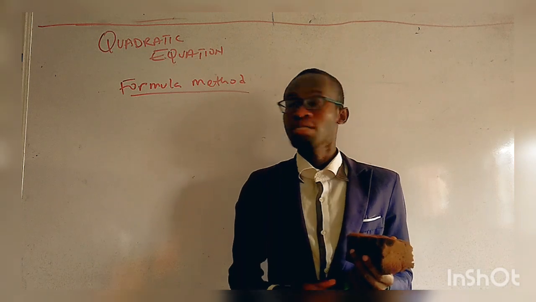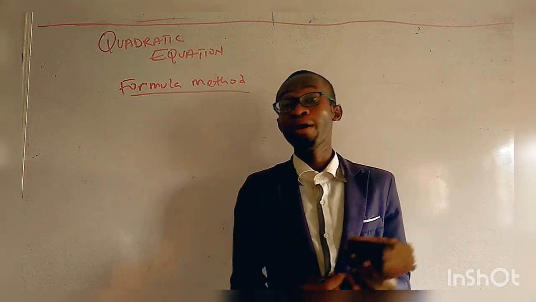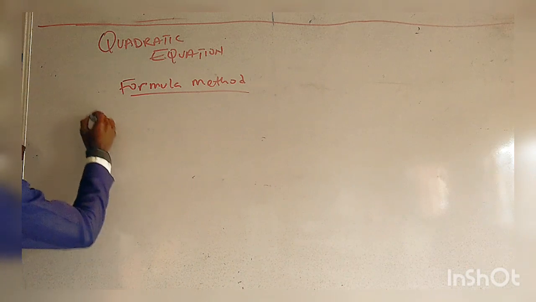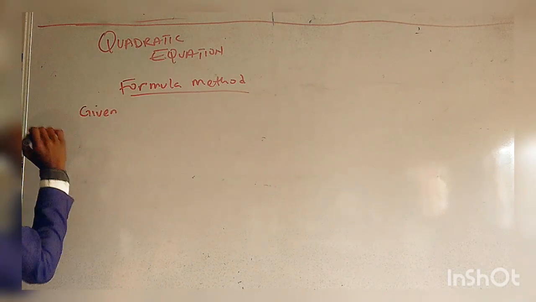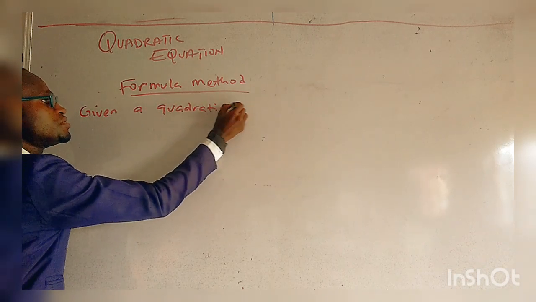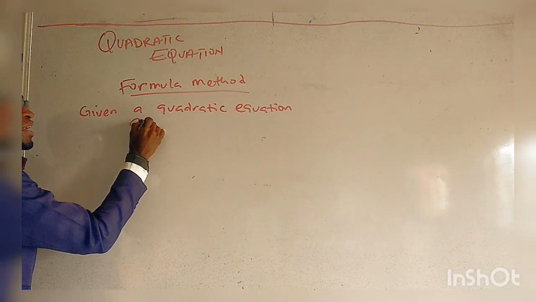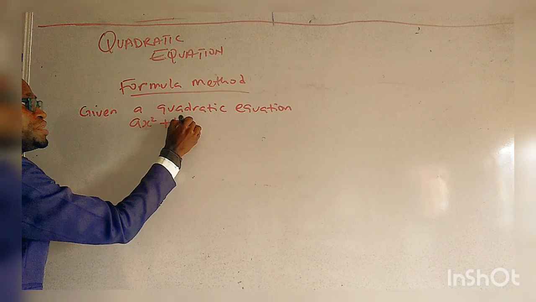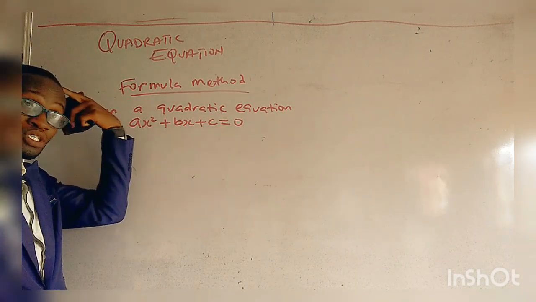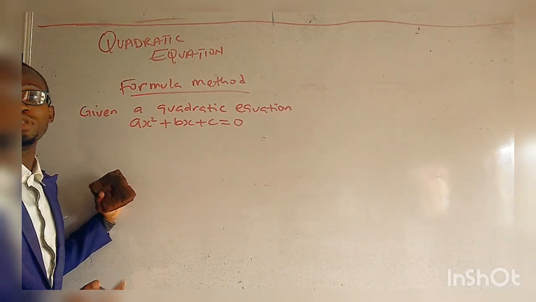I'm going to be teaching you how to derive the almighty formula. So let's start this way. If we are given a quadratic equation, ax squared plus bx plus c equals 0, and we are trying to look for the values of the variable, which is x.